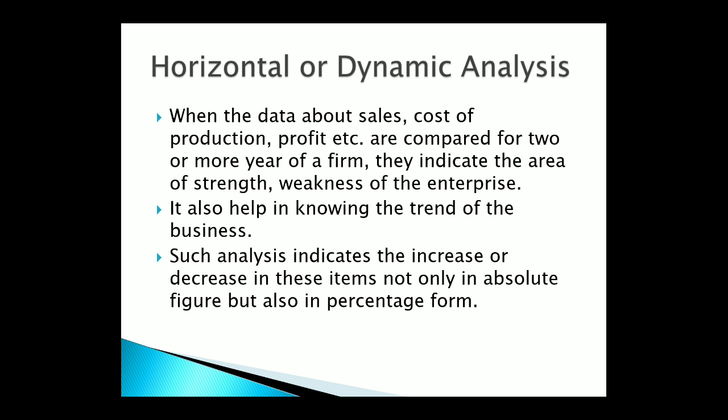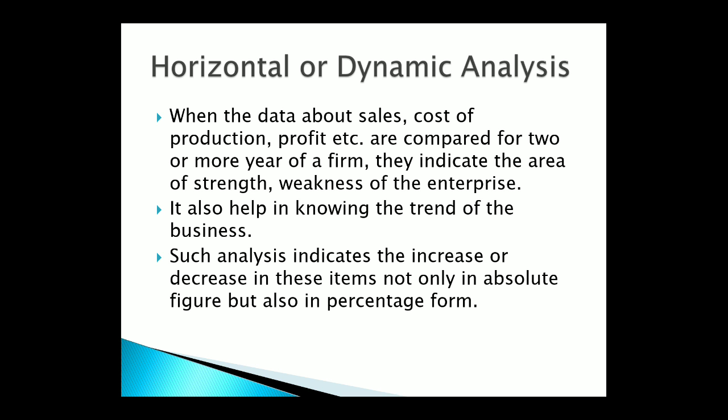Now we will talk about horizontal or dynamic analysis. When the data about sales, cost, production, profit, etc. are compared for two or more years of the firm, they indicate the areas of strength and weakness of the enterprise. So it simply means, in case of horizontal analysis, we compare the data of two years or more than two years of the firm. Like we are comparing two years' data, like 2008-2009 and 2009-2010. So two financial years' data has been compared. This type of comparison is known as horizontal analysis.